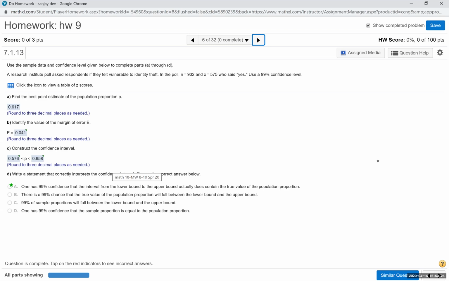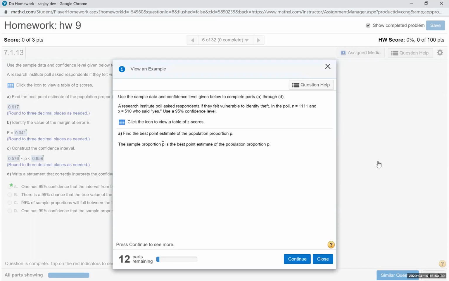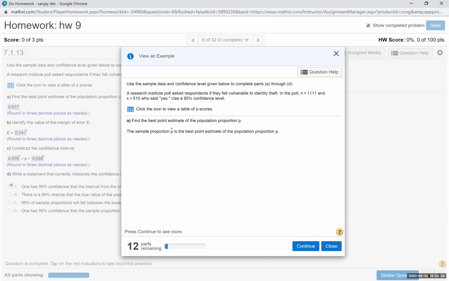Part B, identify the value of the margin of error E. Now, there is a formula for the margin of error E. And you could see that if you go into the question help, but I'm going to try to bypass that soon. So I'm going to show you, here's an example. You may not be able to see this on the screen, but I'll tell you what happens here.